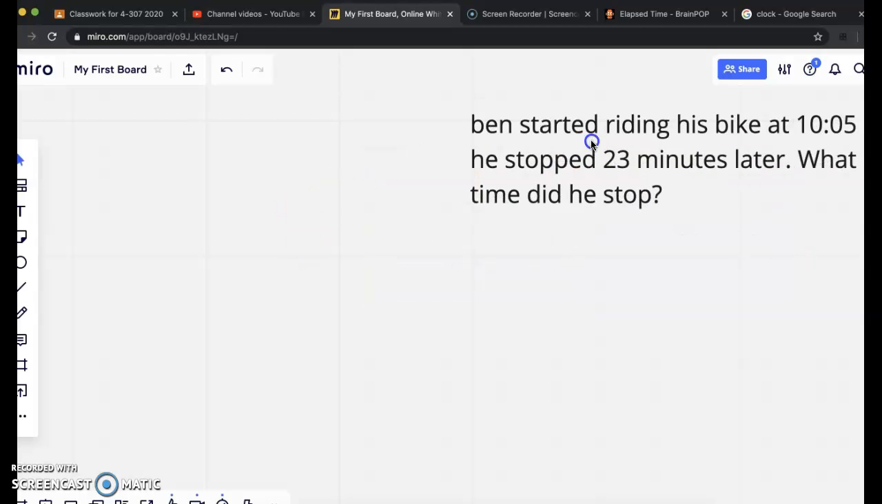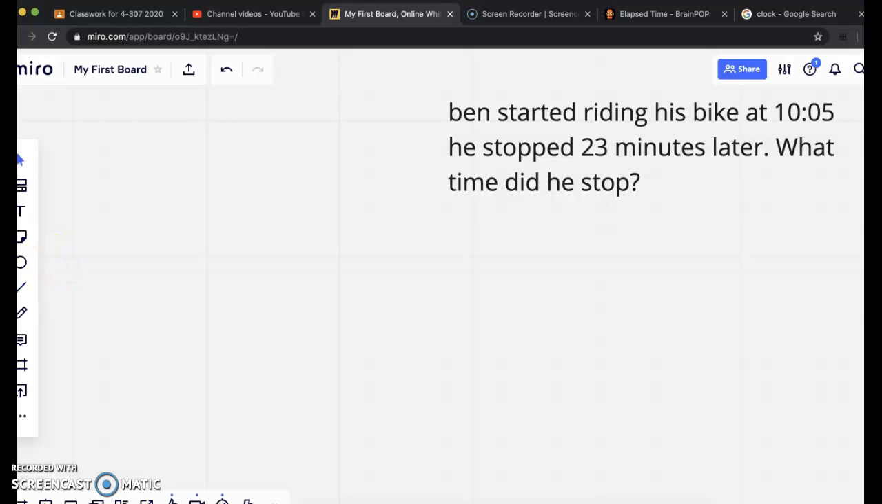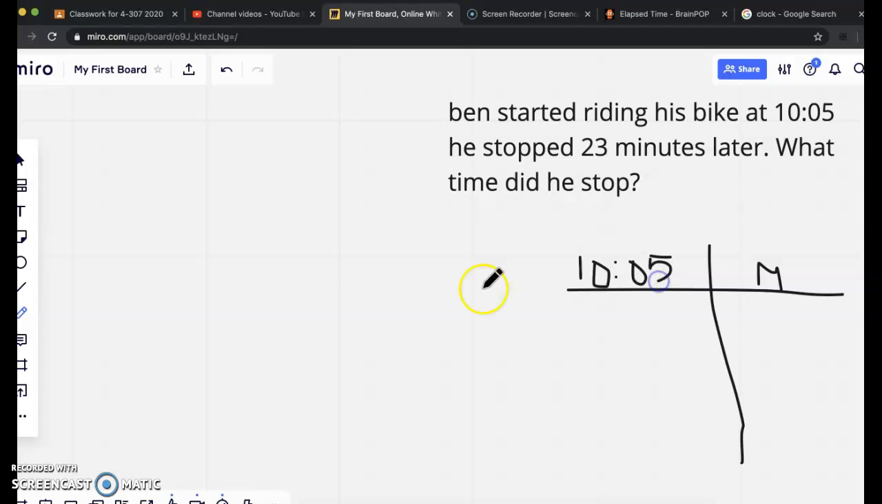All right. There we go. So I'm going to do both again. This time I'm going to do the T chart first. We're only working with minutes, and we started at 10:05. So, 10:05 is our start time. We want to add 23 minutes.